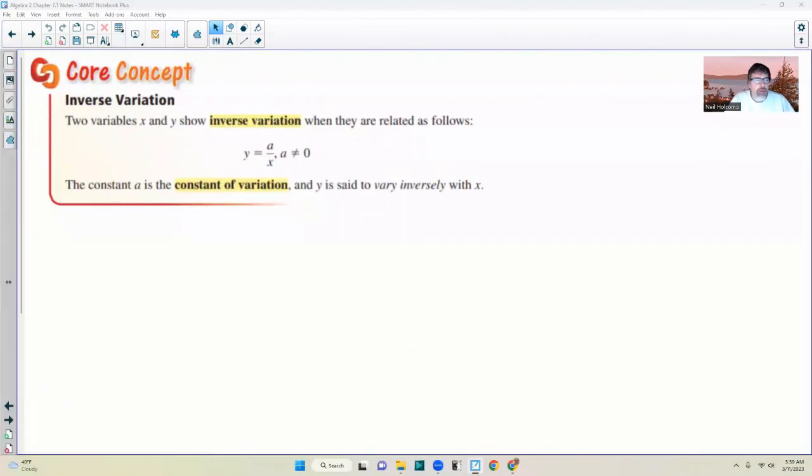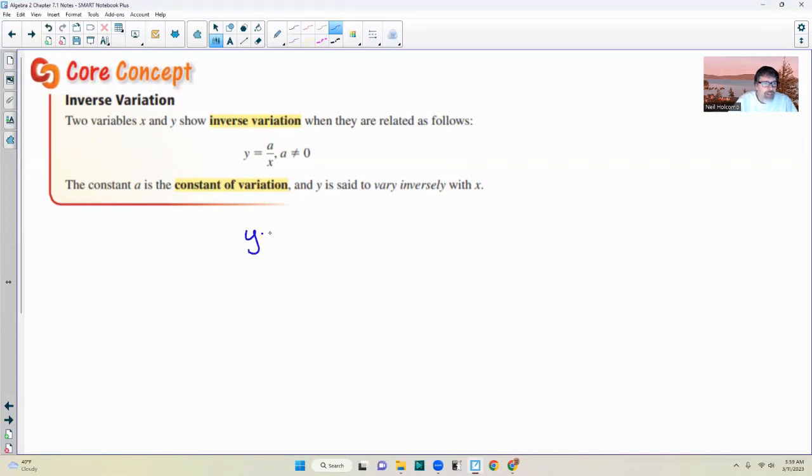Okay, first we have to talk about what an inverse variation is. The core concept says: two variables, x and y, show inverse variation when they are related as follows. If y equals a over x, some number over x, where a doesn't equal 0, because if a was 0, 0 over x is just 0. The constant a is the constant of variation, and y is said to vary inversely with x.